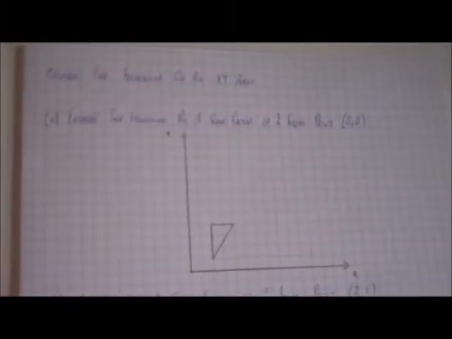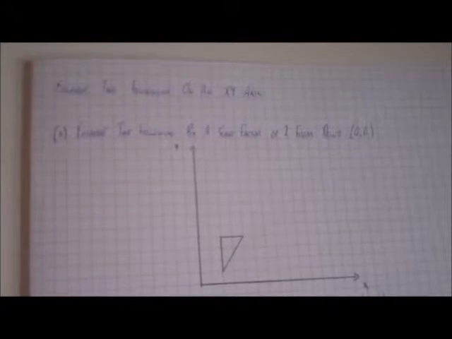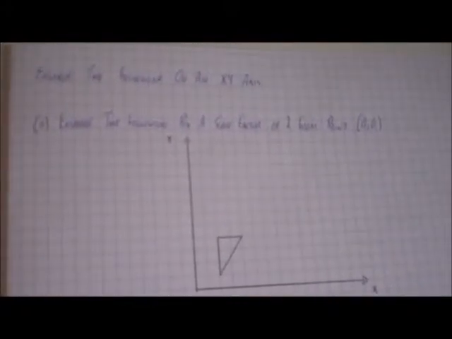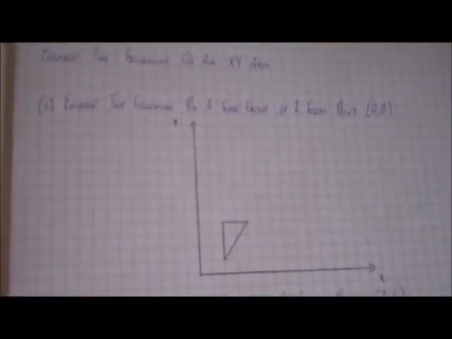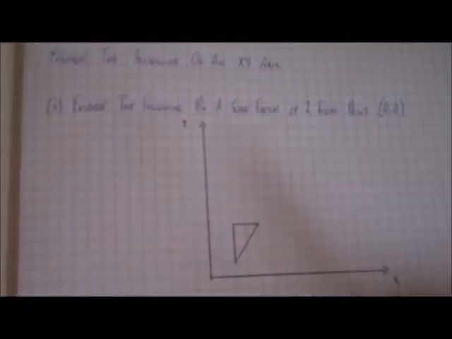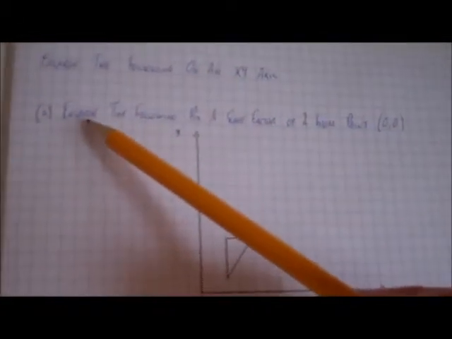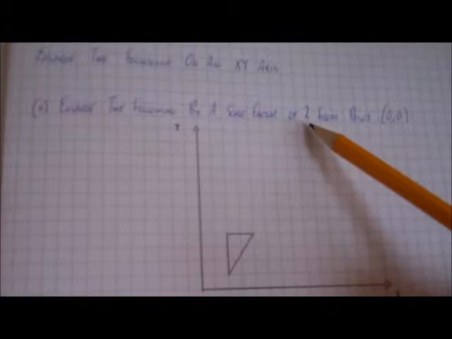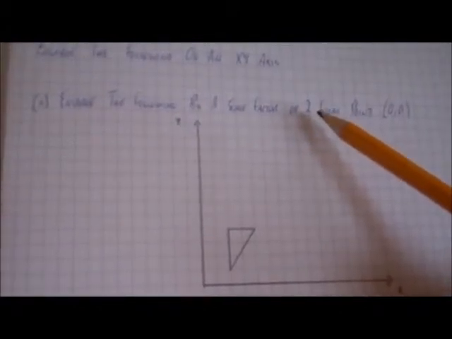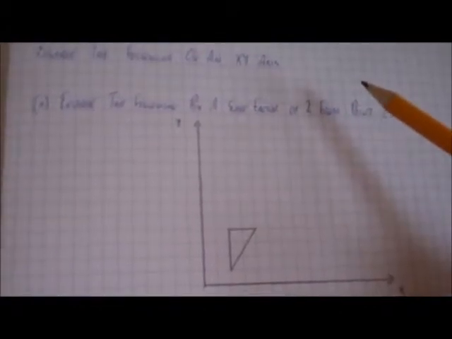Okay, these are your C grade questions, and they require you to enlarge on the X and Y axis. If we read the question through, the keyword is enlarge. We are enlarging by a scale factor of 2, and we understand that enlarging by a scale factor of 2 means doubling the size of the shape.